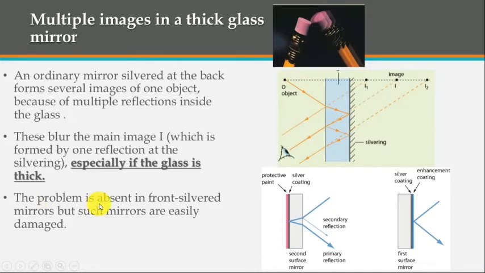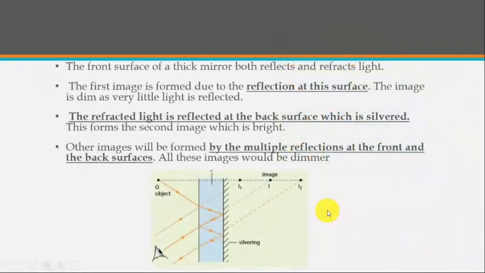Okay, the problem is absent in front silvered mirrors, but such mirrors are easily damaged. If we want to fix this problem, what we can do, we can silver the mirror from the front, not from the back. But what's the problem with this thing? That these mirrors are easily damaged. That's why most of the mirrors are silvered from the back, not from the front. And we have glass first, then the back of it silver. Okay, let's explain again what happens exactly to know what it means.